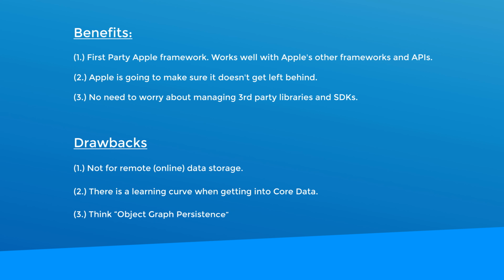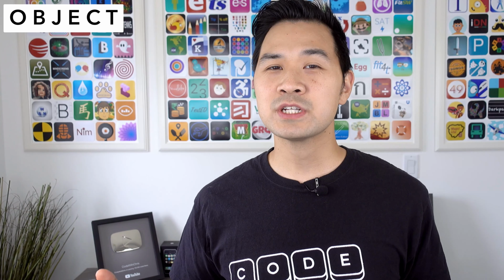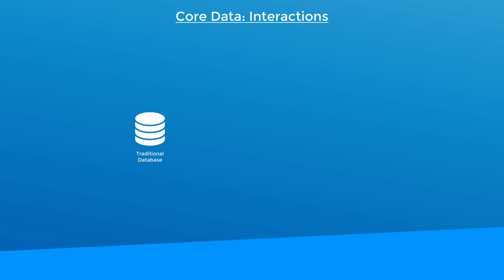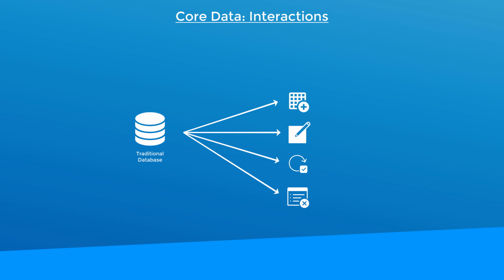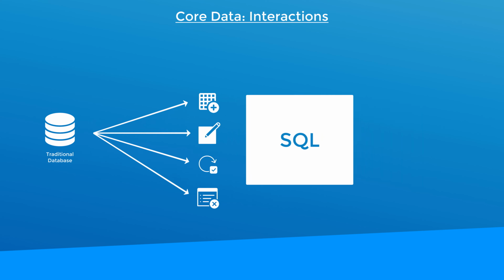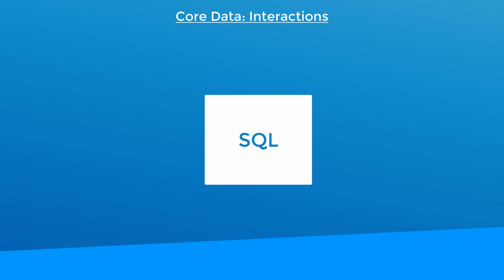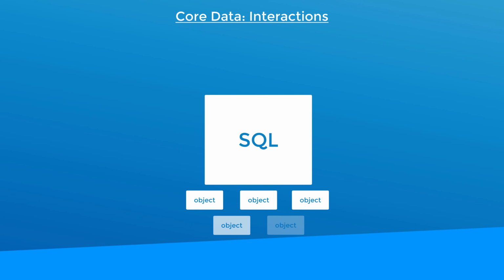Number three, you have to retrain your brain to think of Core Data as an object graph persistence framework. Object graph persistence framework. Let's take a look at what that means. It all has to do with how you interact with Core Data. You see, with traditional databases, you explicitly insert, create, update, and delete data from the database. Now, even though under the hood, Core Data is using an SQLite database, you don't have to explicitly tell Core Data to insert, create, update, or delete. You just create and work with objects in your app like normal, and behind the scenes, Core Data will manage the data persistence for you.